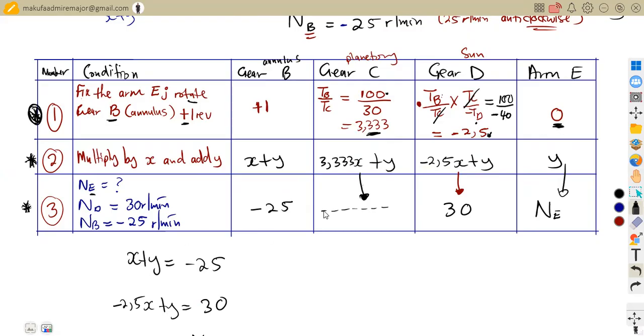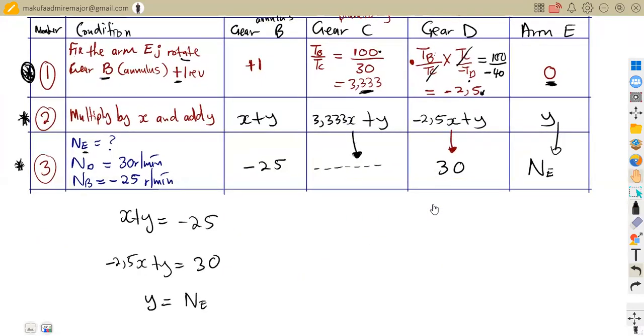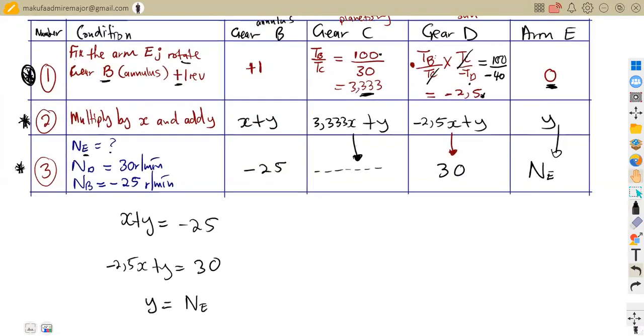So now you've got your equations that you have formulated from this table. You can solve for y, because the speed that is affecting the arm E in this case is y. So we are simply going to calculate the value of y depending on your method. Are you going to use the elimination method? I don't know the method you're going to use. In this case, I can just make x the subject here so that I'll be left with y.